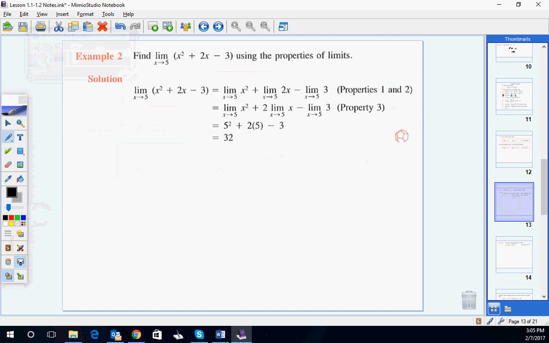Okay, so looking at this one. I kept this solution on here already instead of writing it out because it's easier to see than my handwriting. This is just showing you how you can break them up. The limit as x goes to 5 of x squared plus 2x minus 3 is broken up into the limit as x goes to 5 of x squared plus the limit as x goes to 5 of 2x minus the limit as x goes to 5 of 3.